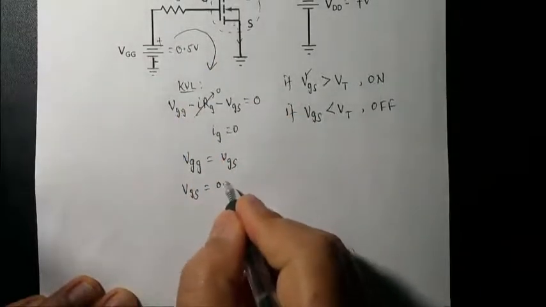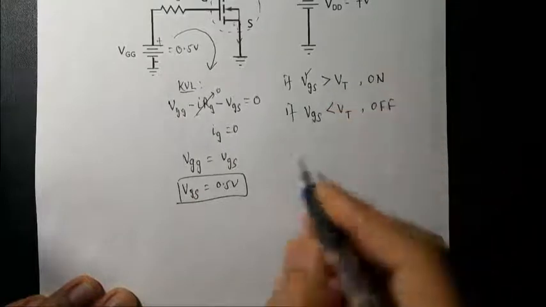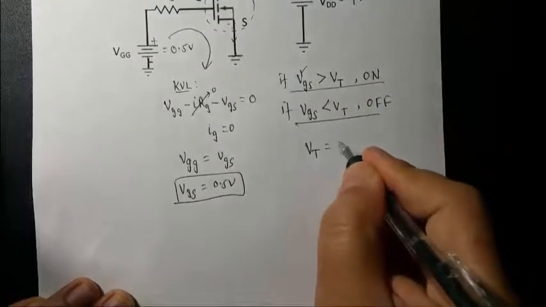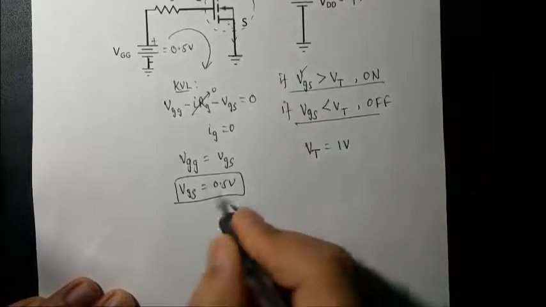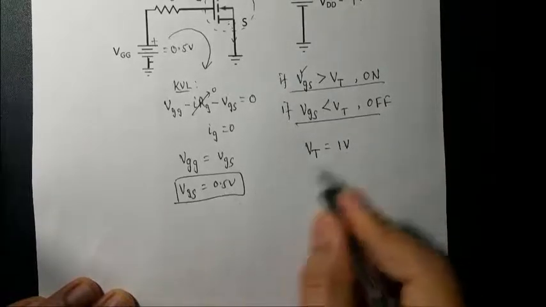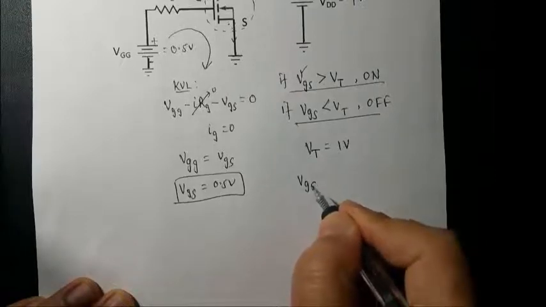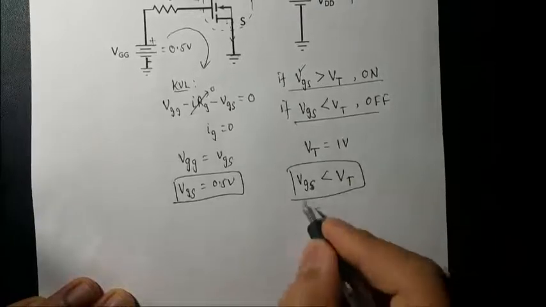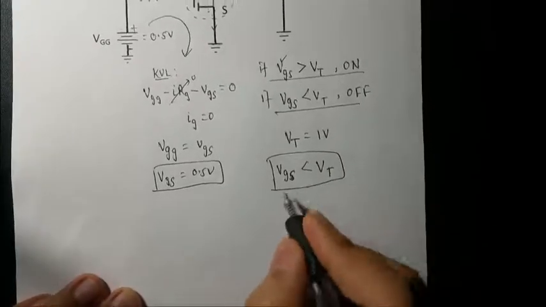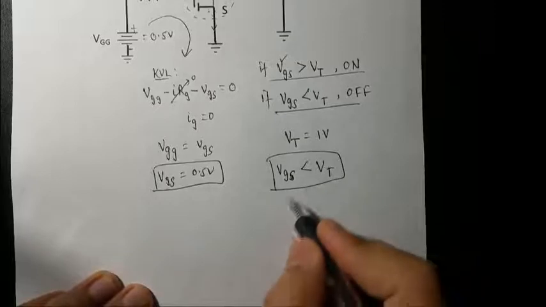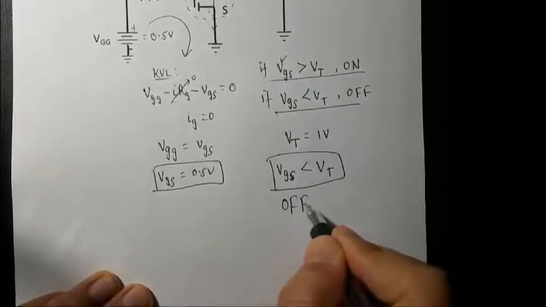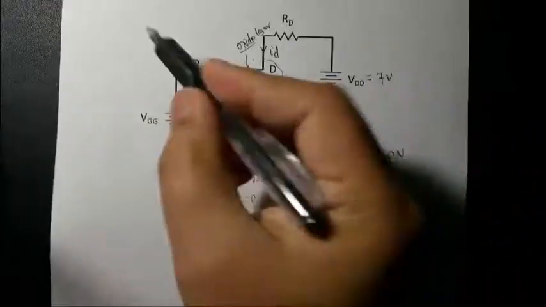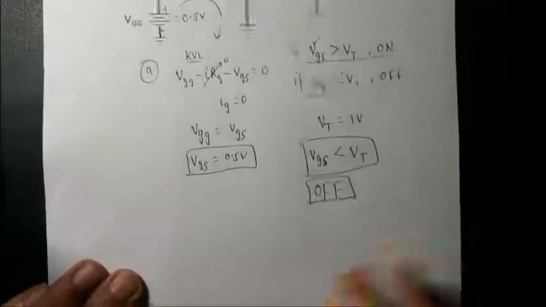So your VGS is just VGG. VGG is half a volt. Let's compare now. Go back to this. Which one does it satisfy? Your VT is 1 volt, as given. However, your VGS is less than 1 volt. So the gate source voltage is less than the threshold voltage. That means the transistor doesn't conduct. The transistor will be in the off state. So this MOSFET transistor in this configuration for part A, we're solving part A, is off.